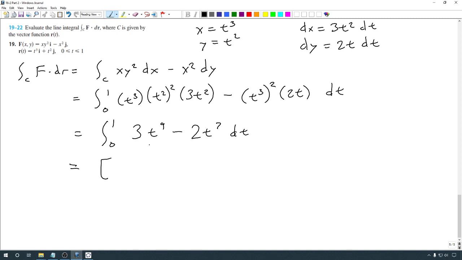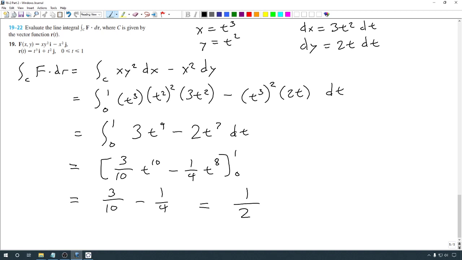When we integrate that, it's 3 over 10 t to the 10th, minus 2 over 8, or 1 over 4, t to the 8th. When we plug in 0 again, everything becomes 0. When we plug in 1, we get 3/10 minus 1/4. And that in total becomes 1 over 20.